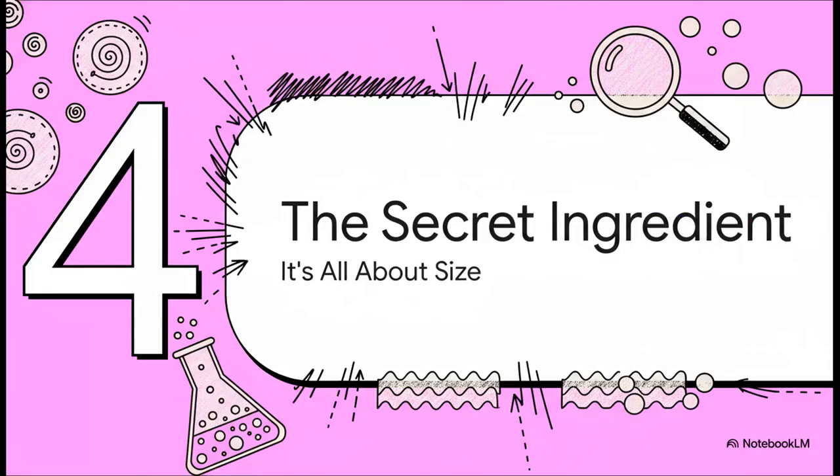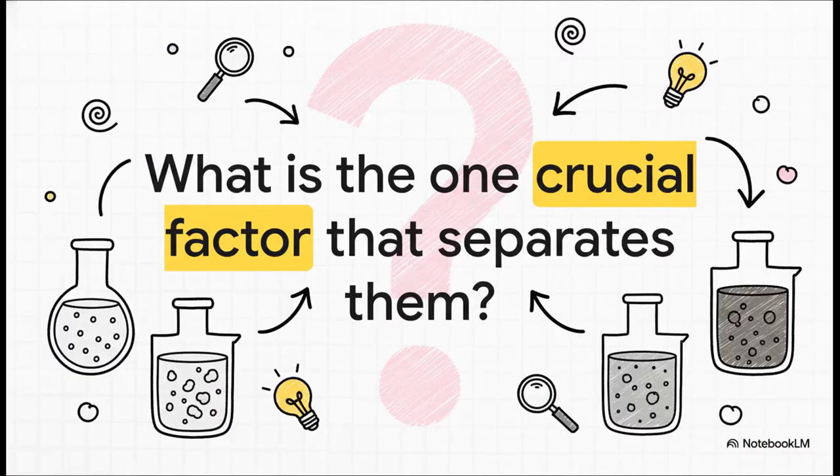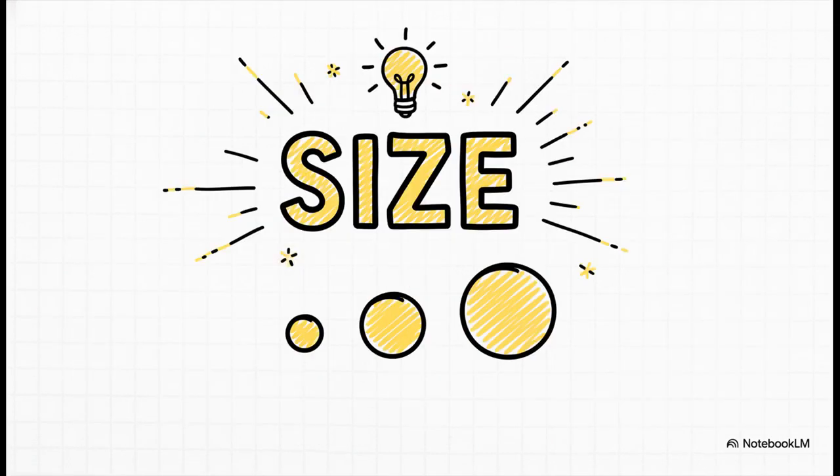Okay, so they're all mixtures. What's the one big secret that makes them behave so differently? This is the real aha moment of this whole explainer, I promise. So what is it? What's the single most important factor that puts them in these different boxes? The answer is so beautifully simple, it's almost hard to believe. It all comes down to just one thing: size. That's it. The size of the particles mixed in there determines everything.